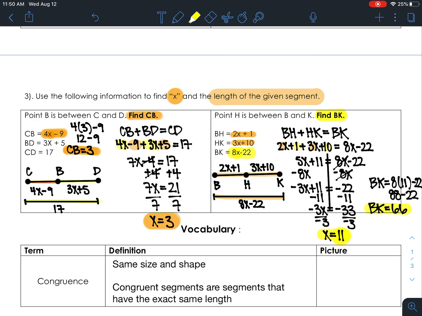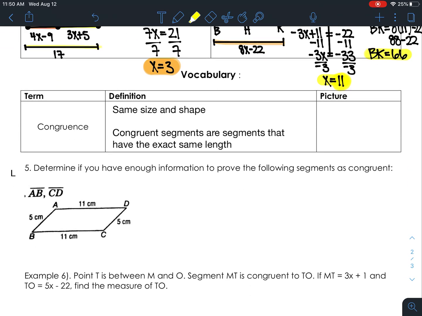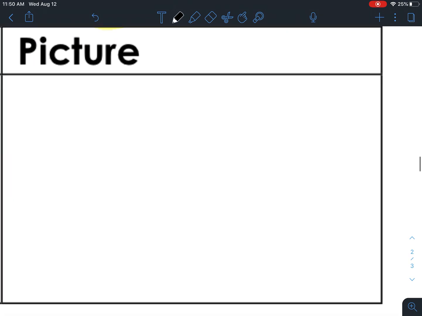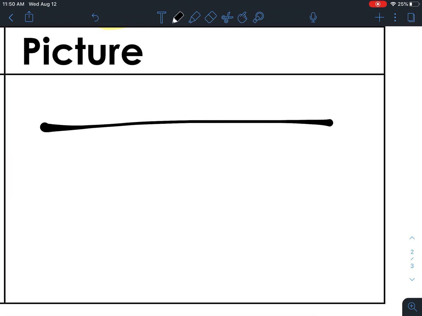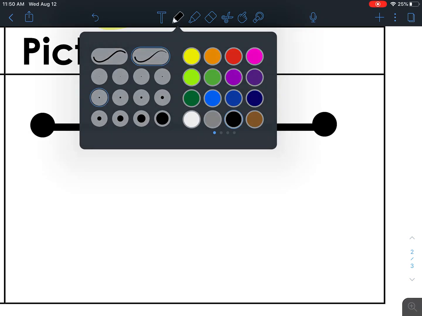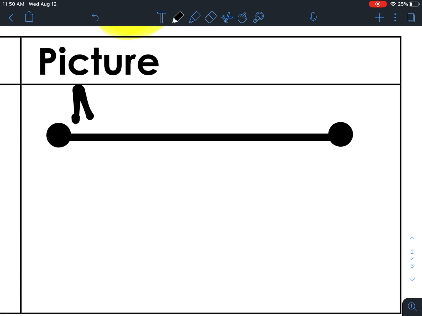So our last term in here is congruence. The definition of congruence means that it's the same size and the same shape. Now, when we're talking about congruent segments, these are just segments that have the exact same length. Let me give you an example for that. Let's say I make this segment right here. Let's put our two endpoints on, and let's call this A and B.